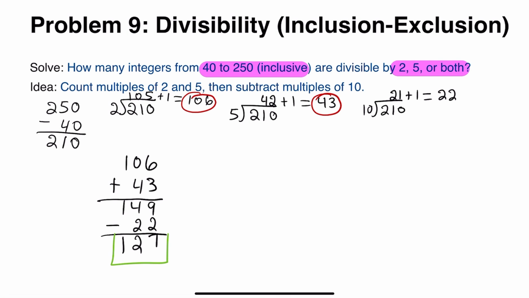So great job. That's how we handle divisibility with inclusion-exclusion. In problem 10, we'll see what happens when we multiply 3 consecutive integers.